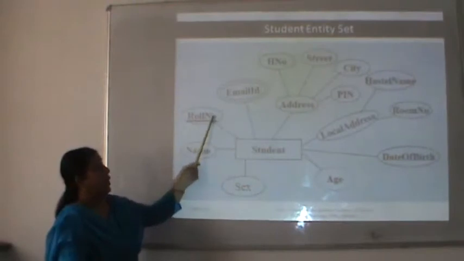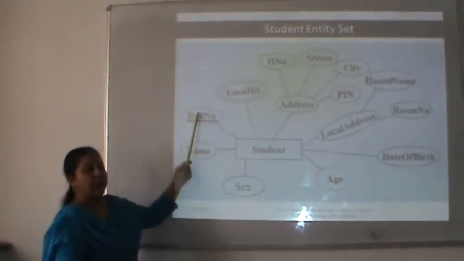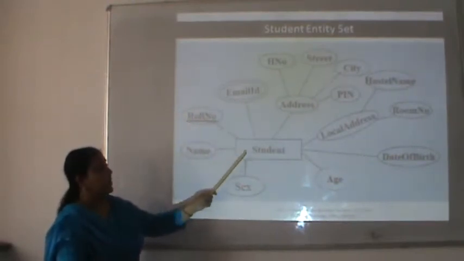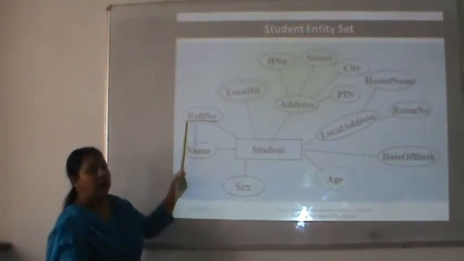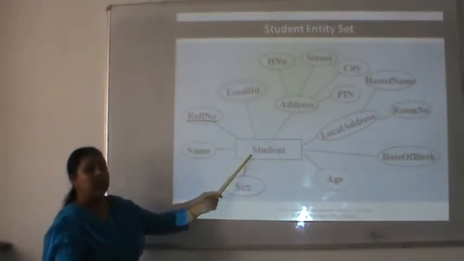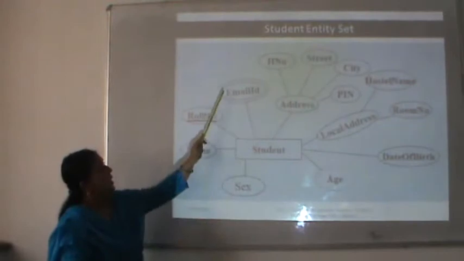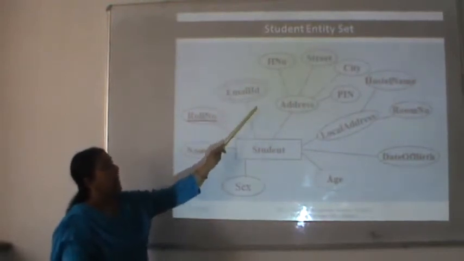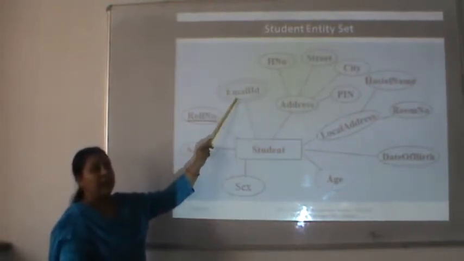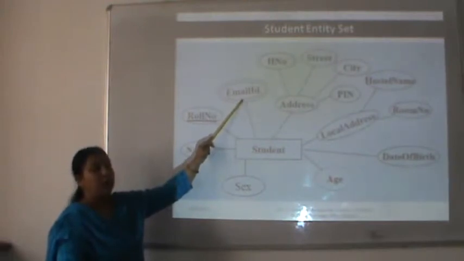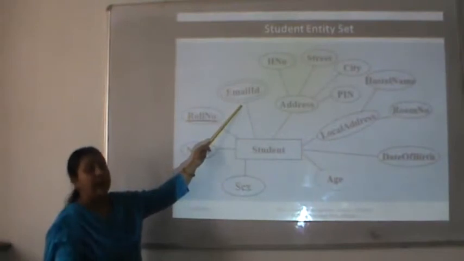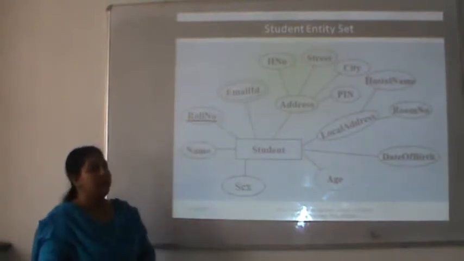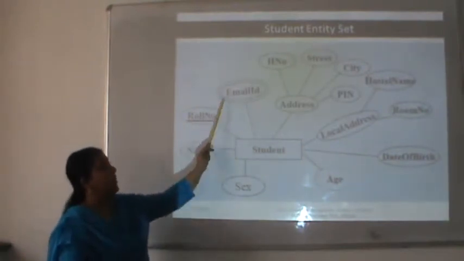Roll number. Roll number is the key attribute we know. It represents the student entity. So it has been underlined. So here, roll number is the key attribute of the student entity. Email ID. Email ID is represented by this double ellipse because we may have one or more email IDs. So since email ID is a multi-valued attribute, it is represented using double ellipse.